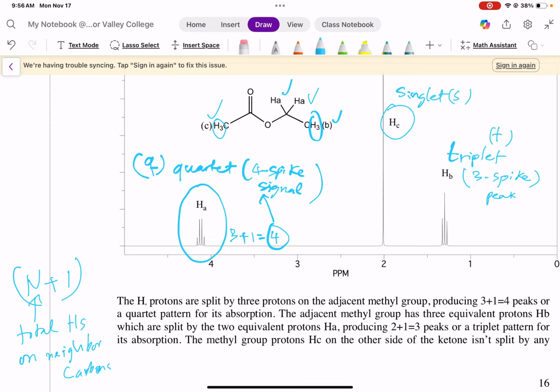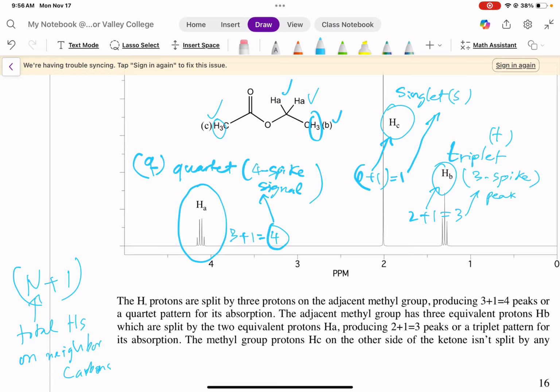Okay. Now, the B, okay, there's 3 of them. And the B, look over the left side, and there's 2A, so 2 neighbor. That's why it's 2 plus 1 equal to 3. That's why you got 3 spike. And then you get to this one, C, there's no neighbor. Just one, you know, little signal. That's a singlet. So it depends on the neighbor carbon.